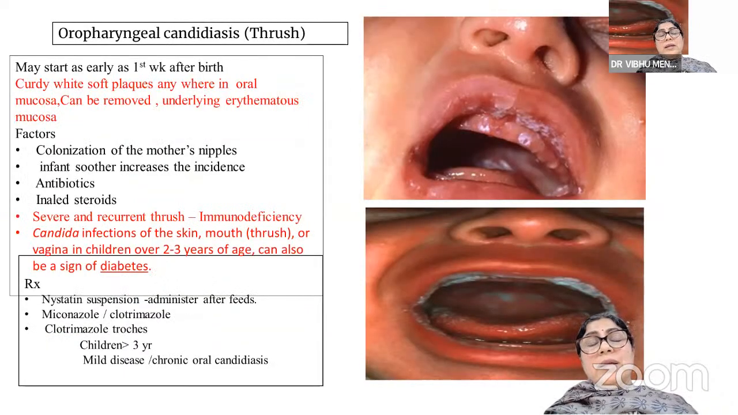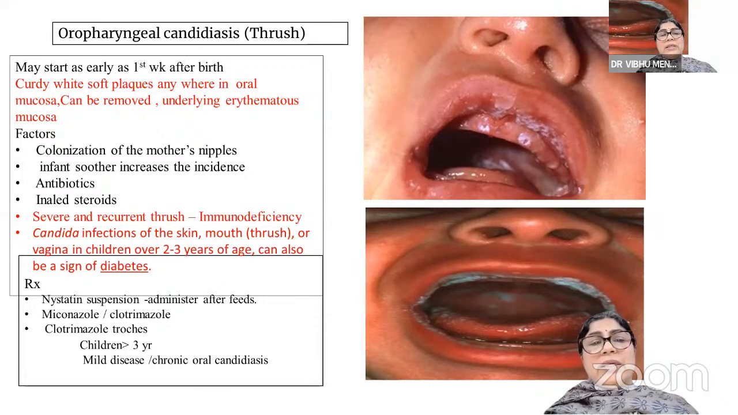So oropharyngeal candidiasis is the first condition that we are going to discuss today. We know that Candida is a commensal. It resides in the oral mucosa and in the genital mucosa, and this colonization takes place within 1 week after birth. So newborn babies start coming to you within 1 to 2 months, and the presentation is in the form of curdy, white, stuck-on plaques in the oral mucosa, which you can see on the gums, around the lips, and inside the buccal mucosa.